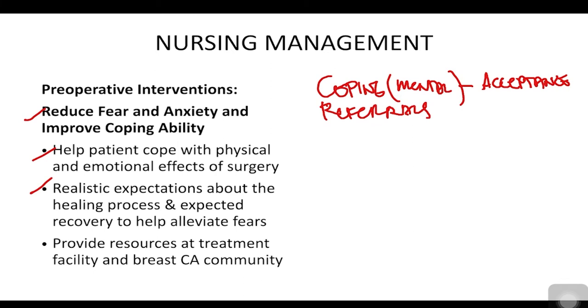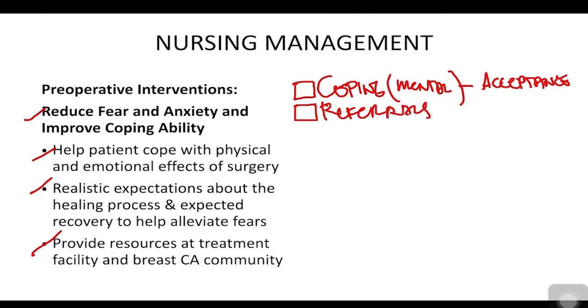Okay. So, provide resources, treatment facilities, and breast cancer community. So, this is your referral. There are facilities that cater for treatment if ever she would still undergo chemotherapy. And at the same time, there are societies and cancer communities that have encouraging words to build their spirits up. It's like a group helping and strengthening each other. So, as a healthcare provider, at least we could refer them to those communities that could help your patient. Okay, next one.